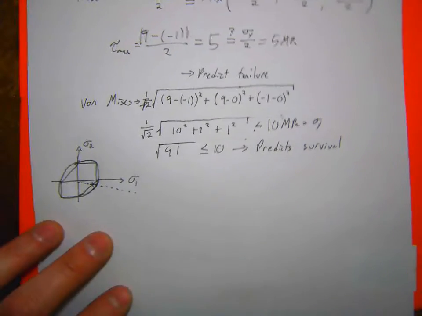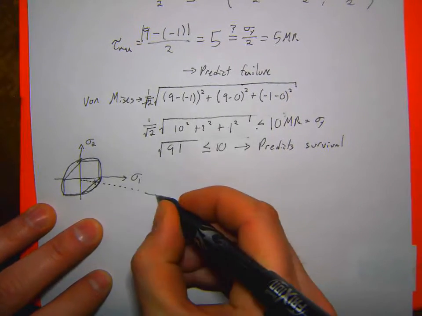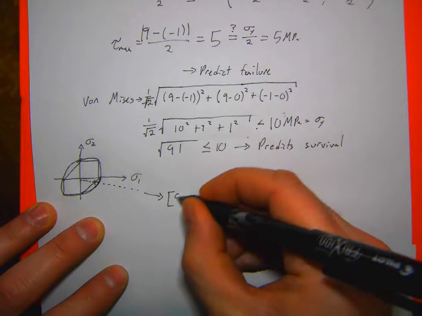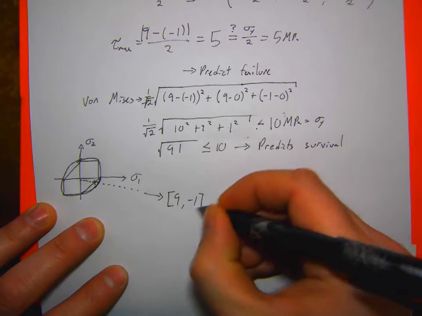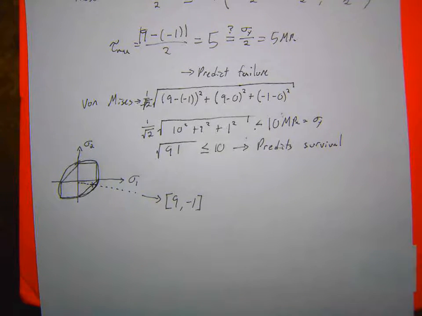How do you decide on the angle of the dotted line? This is a ratio of 9 to 1, so that vector would be 9, -1. That's just the principal stresses that I'm applying. I didn't draw it as an actual 9 to 1 because it would be a little bit shallower.